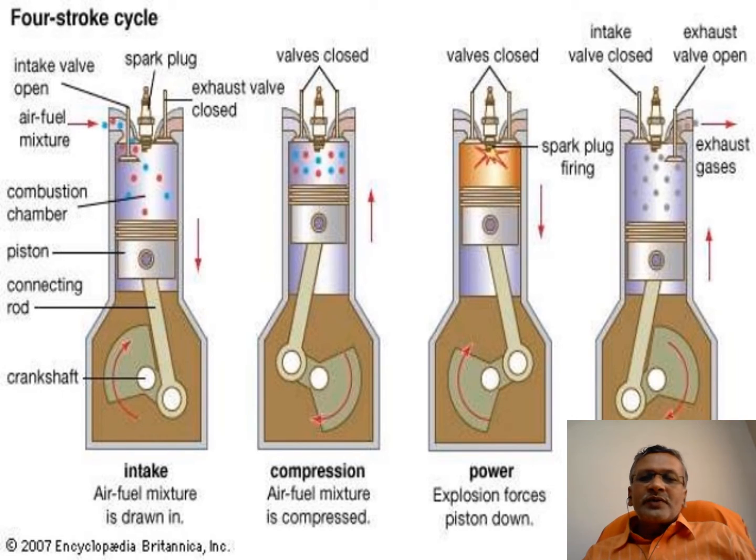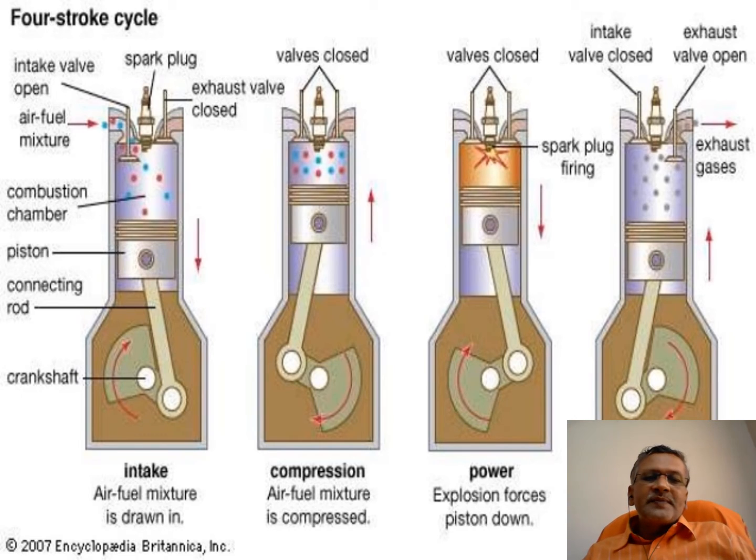So in the four-stroke engine, the engine parts are here. It contains the intake valve, where the air and fuel mixture is passing. Here is a spark plug. This is the exhaust valve. Here is the combustion chamber. This is the piston, connecting rod, and crankshaft.